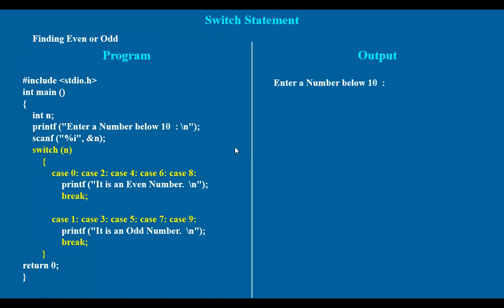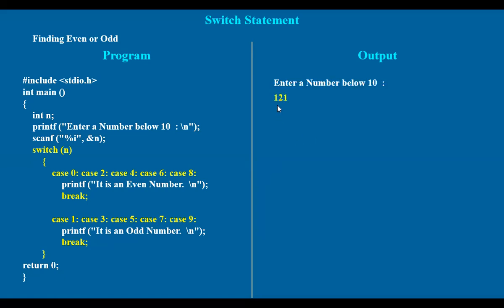It is asking to enter a number below 10. Now we entered 0. It is an even number, right? It has come to this and it says it is an even number. Next, execute again. Enter a number, 5. It is an odd number. Fantastic. It has come to this and is executing this statement. Nice. Suppose you entered a different value, 7. Again, it is an odd number.